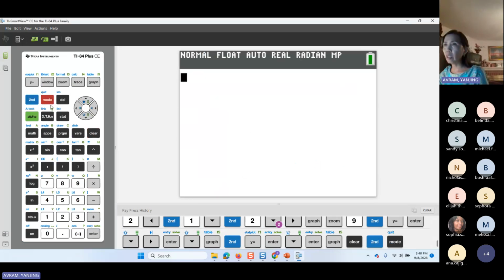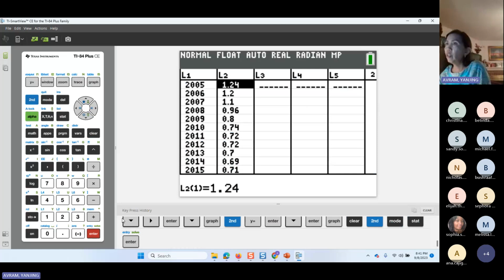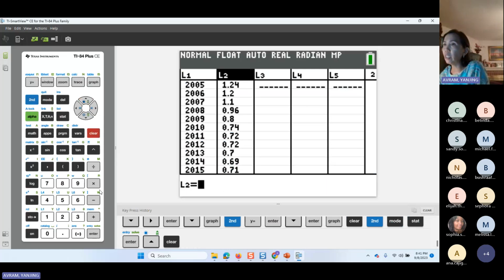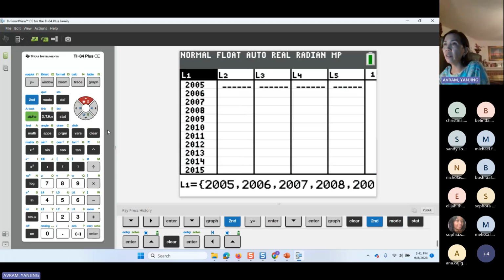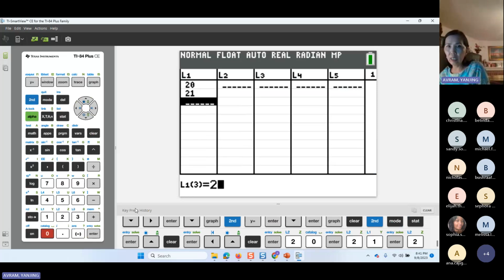So let me go ahead and go to STAT again, go to Edit. Let me show you one thing to clear the data. If you highlight the L2, go to the very top, hit clear, enter, everything will be gone. So you don't have to delete one by one. Go to the very top, highlight L1, hit clear, enter. Everything will be gone. So now we can input the data here.